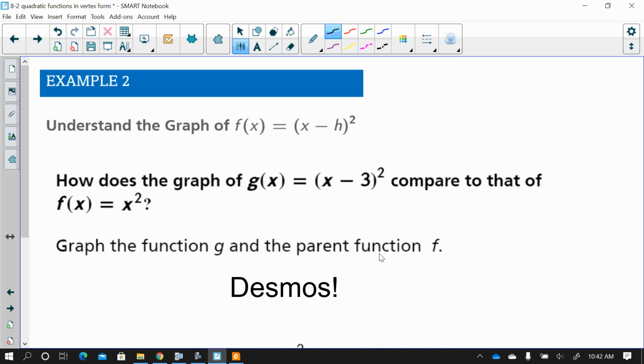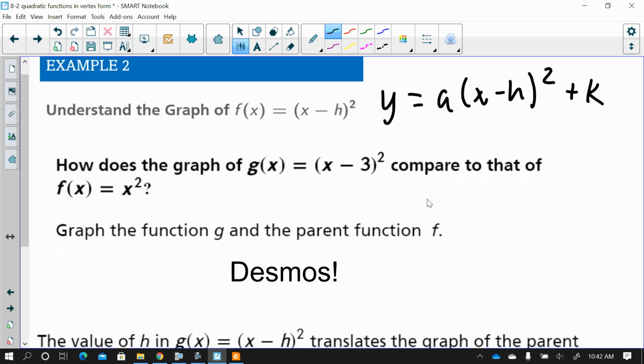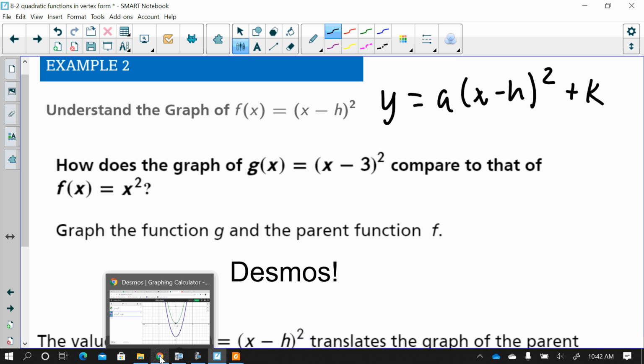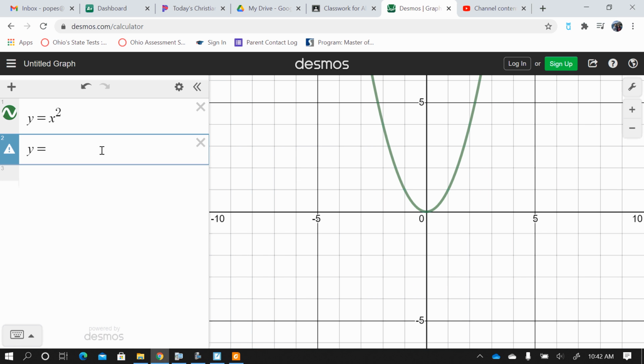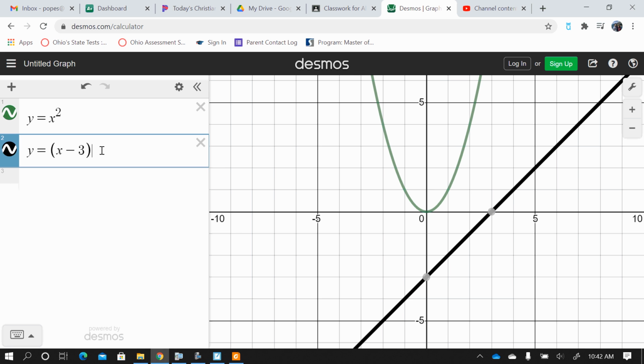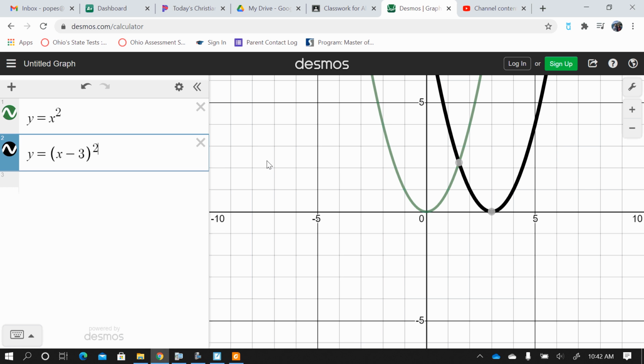So let's move on to the next letter. Remember, it's y equals a times (x minus h) quantity squared plus k. This time we're going to focus on the h. So let's see what happens if I have (x minus 3) quantity squared compared to our parent function. So y equals (x minus 3) quantity squared. Again, look for where our vertices are. We go from (0, 0) to (3, 0). And I have a minus 3.